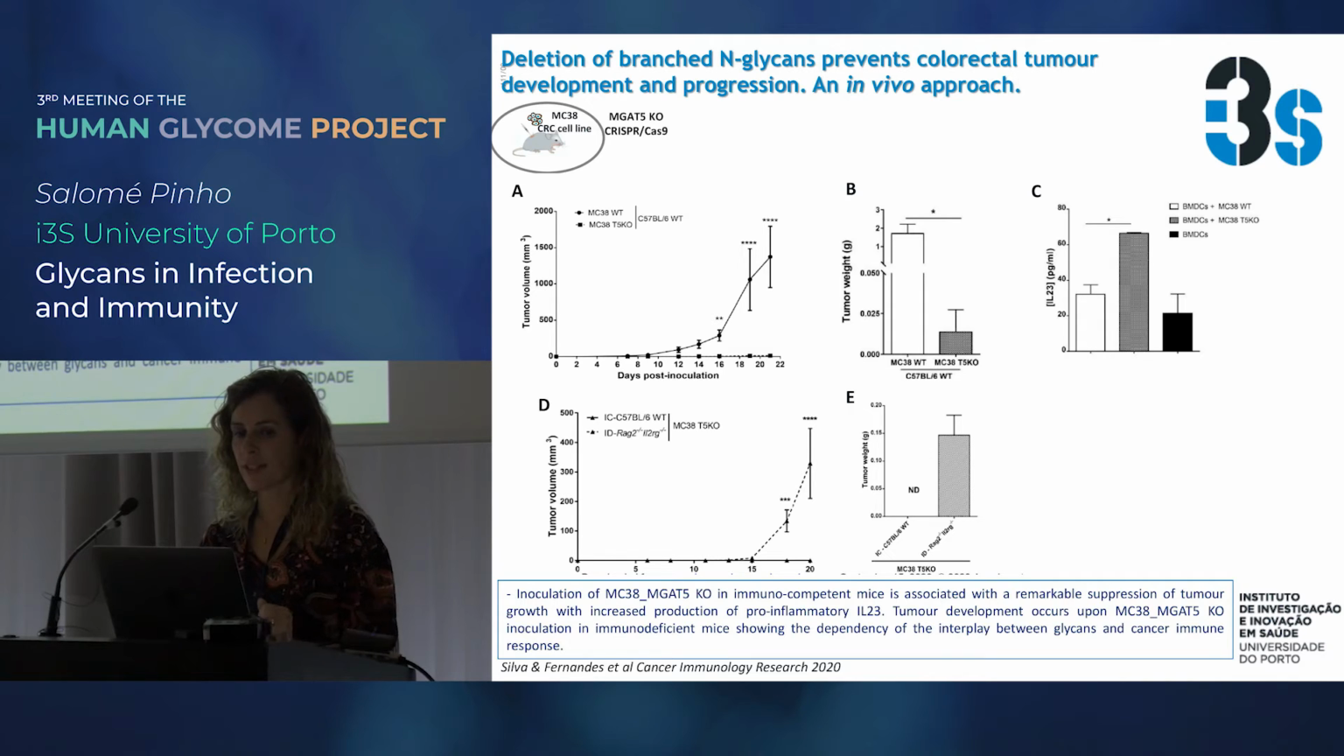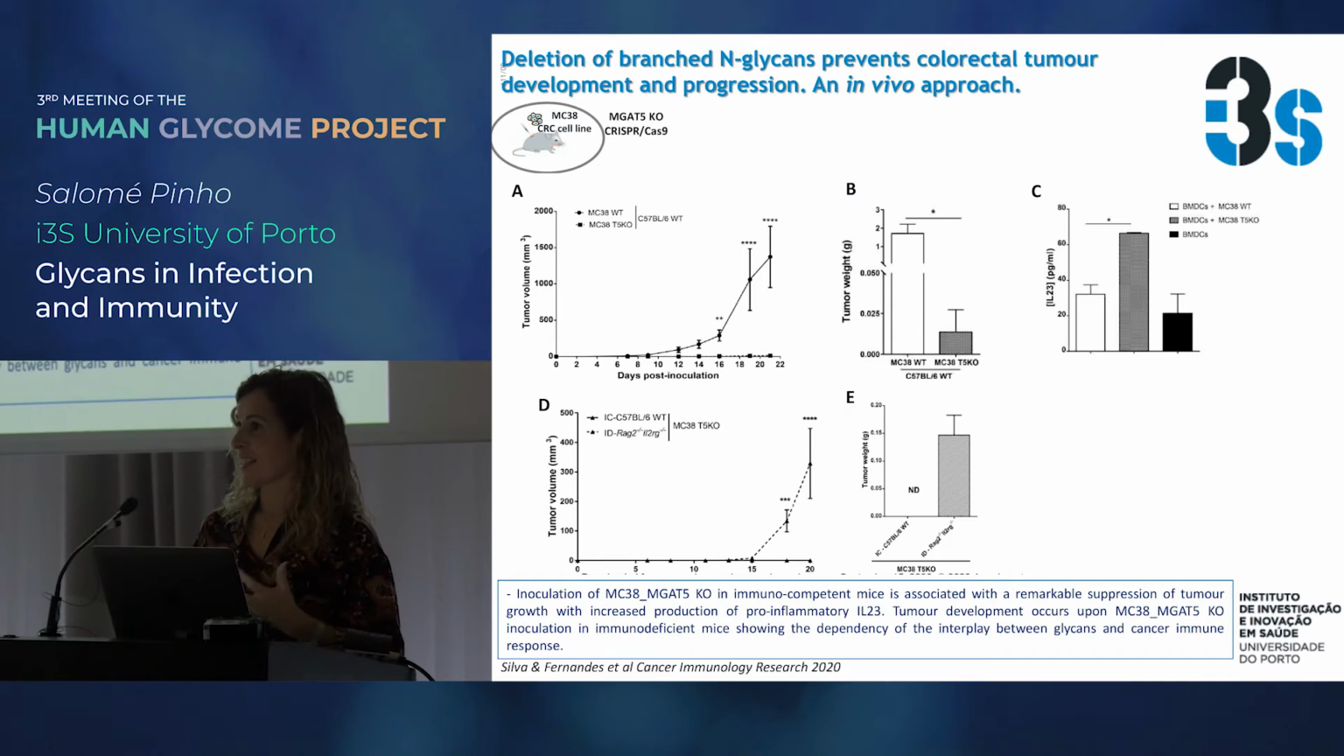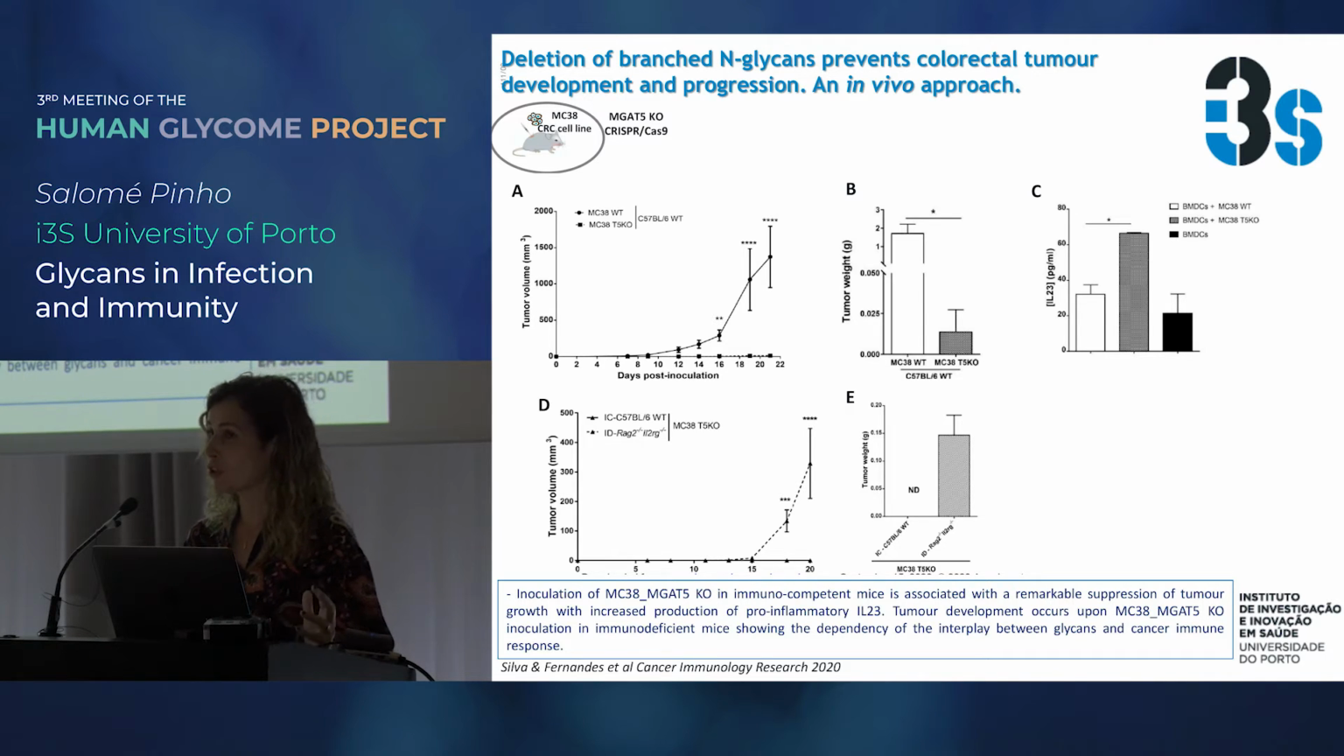We used a different cell line, which is a colon adenocarcinoma cell line in which we CRISPR-Cas9 knocked out MGAT5. So essentially, we delete the branched glycans, we inoculate it in immune-competent mice, and we observe this dramatic decrease in tumor growth that essentially falls in the concept of cancer prevention. Actually, technically, this imposed some limitations because with this tiny little mass, we couldn't immune profile the tumor mass.